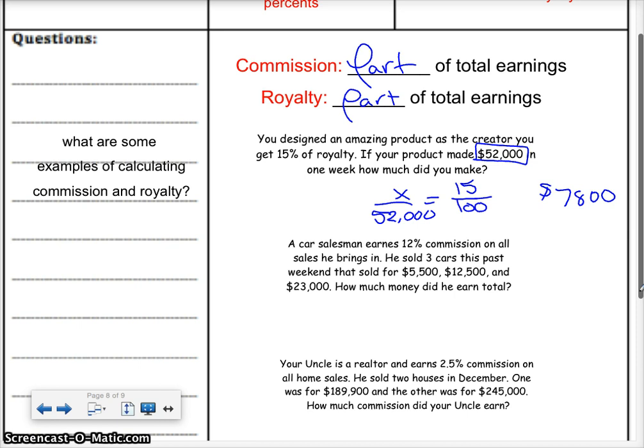Well, in 1 week, I would say that it's pretty gosh darn great. I would be very, very happy with that.